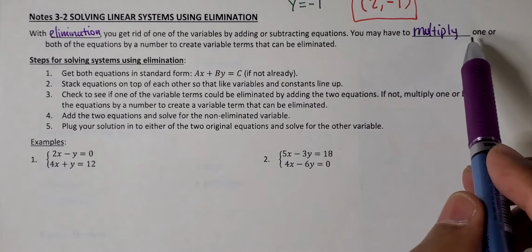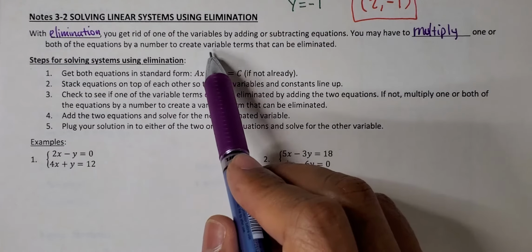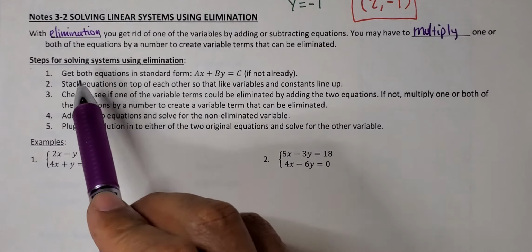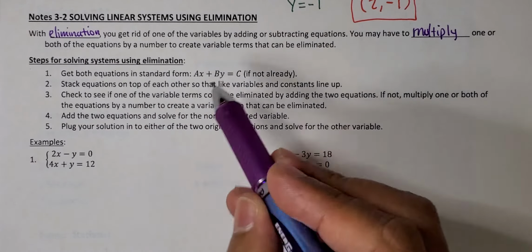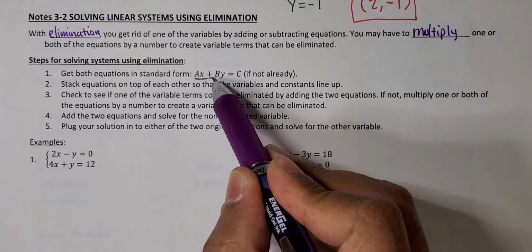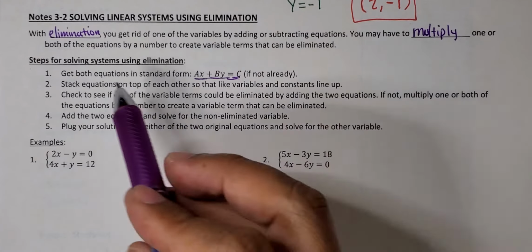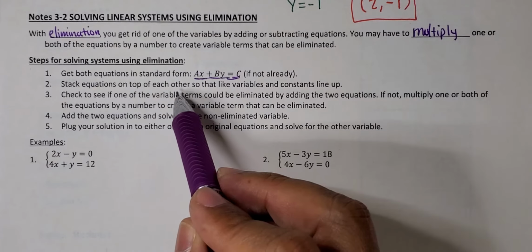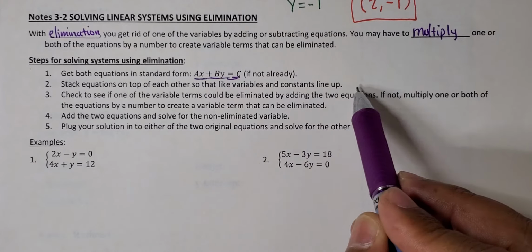You may have to multiply one or both of the equations by a number to create variable terms that can be eliminated. So these are the steps. Step number one, get both equations in standard form. This is what's different about this method, if it's not written like this already. Step two, stack equations on top of each other so that like variables and constants line up.